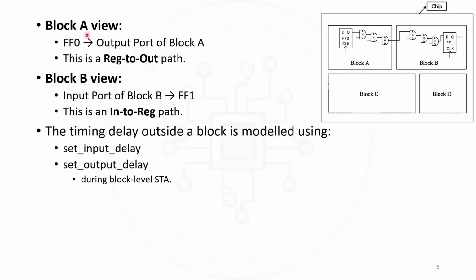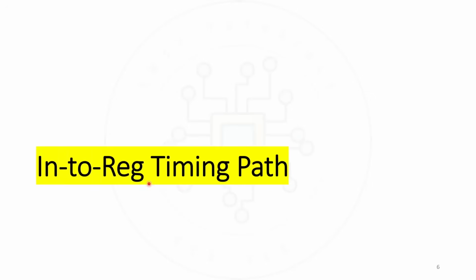Whereas if you see only block A, this is going from flip-flop 0 to the output port. So this is register to output. That's what I mentioned here. And in block B, this is coming from the input port and going to a register. That's why it is called input to register. So in block A it is register to output, whereas in block B it is input to register. The timing delay outside a block is modeled using set input delay and set output delay during block level STA. So I told you when we need to use set input delay and when we need to use set output delay. Now let us see the input to register timing path.